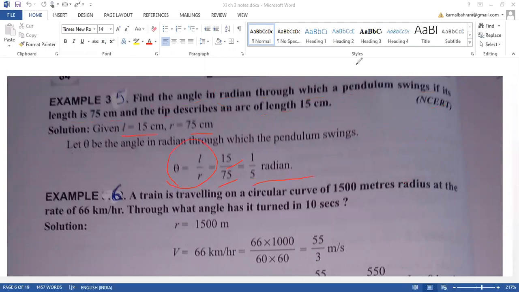You should know the concept of pendulum that you must have studied in your science class and lower classes also. Clear? Then next question, question number 6.